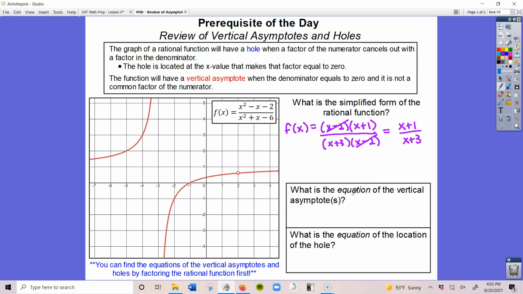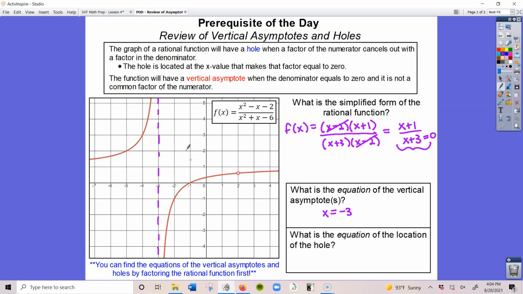Now to find the equations of the vertical asymptote and the location of the hole. The equation of the vertical asymptote would be x is equal to negative 3. Since remember, we find the vertical asymptote by taking whatever's in the denominator and making it equal to 0. So when we do that, we would subtract the 3, so x is equal to negative 3. And if we look here on the graph, this would be my vertical asymptote.